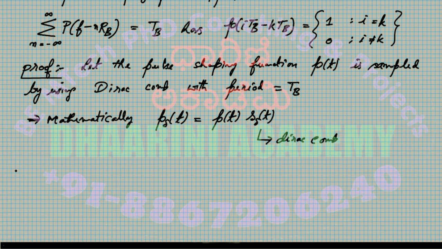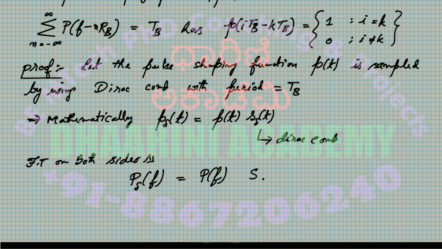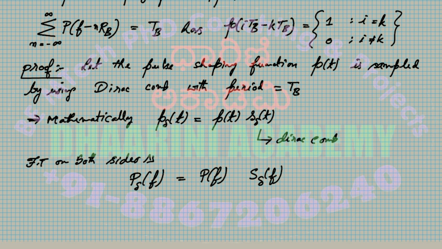Now you see, we are simply multiplying p of t into S delta of t to get p delta of t. Now, let us try to take the Fourier transform on both sides. p delta of t becomes capital P delta of f. Let us assume that p of t has a Fourier representation capital P of f. What should I write right after this? If you remember, please tell me. I also assume that S delta of t has a Fourier representation S delta of f. So I'll definitely write S delta of f. What am I missing here? Something should come, some operation. Do you remember anything?